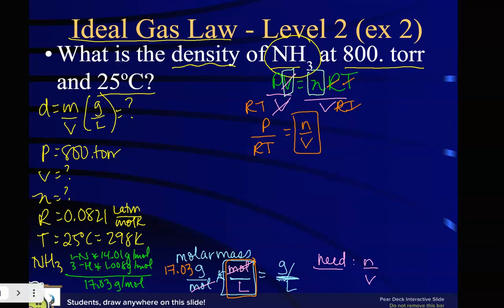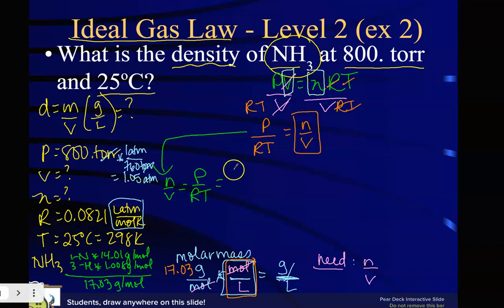Let's plug in. I'm going to write it down here so that we can see it a little bit better. N over V equals P over RT. Our pressure is 800 torr. Hold up, we have to make sure we're in the right units because we have our gas law constant of liter atmospheres per mole Kelvin. So this is times 1 atmosphere over 760 torr, which is going to give us an atmospheric pressure of 1.05 atmospheres. So I plug that in. And then I'm going to put my 0.0821 liter atmospheres per mole Kelvin in the denominator times my temperature, which is 298 Kelvin.